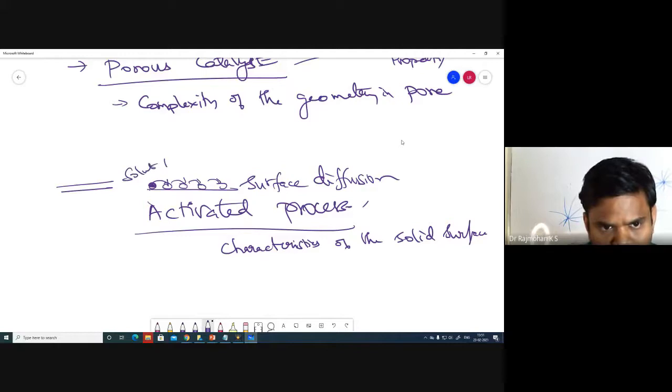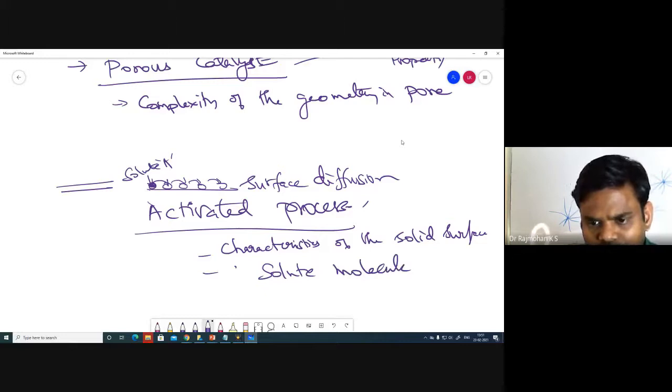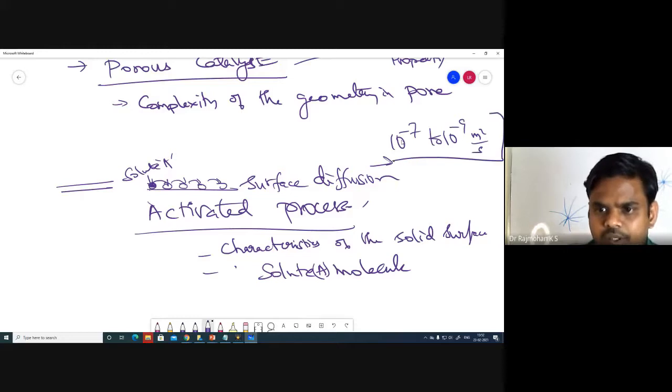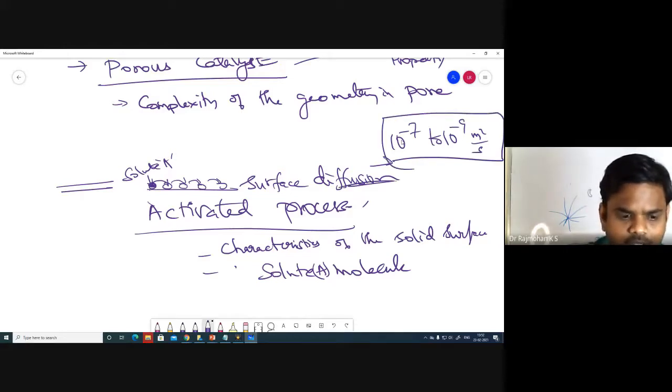We have seen that solute A is getting adsorbed. So an activated process means it depends upon the characteristics of the solid surface and the adsorbed solute molecules, what type of solute molecule is there. And the surface diffusion will be in the range of 10 power minus 7 to 10 power minus 9 meter square per second. This will be the normal range in which the diffusion through these pores is going to take place.